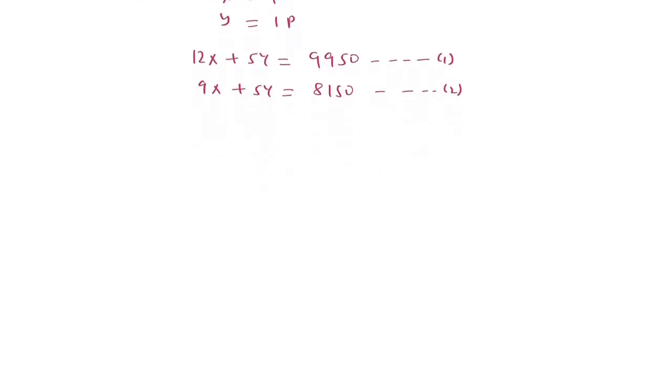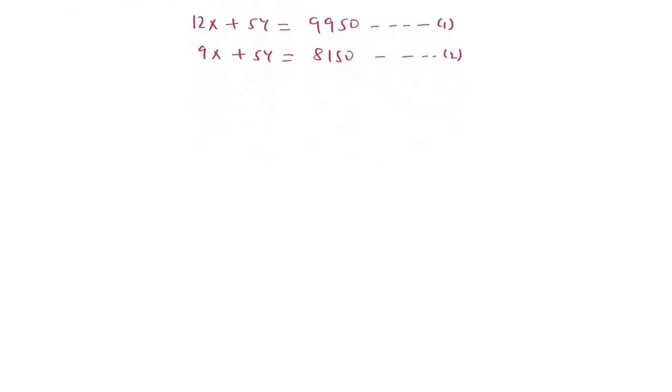Okay, so we've been told to use a matrix method to solve these equations. Then next, let us express these equations in a matrix form. Our equations are going to be matrix [12, 9; 5, 5] times matrix [x; y] equals matrix [9,950; 8,150]. Let us call this equation number 3.